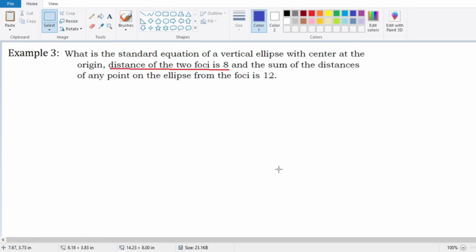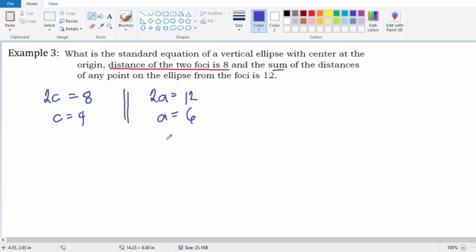Okay, so let's have example number 3. The given this time is the distance from focus to focus is 8. The distance from focus to focus is 2C, so you have there 8. Your C is equal to 4. Next, the sum of the distances from any point on the ellipse to the foci is 12, which means that your 2A is equal to 12. Your A now is equal to 6.